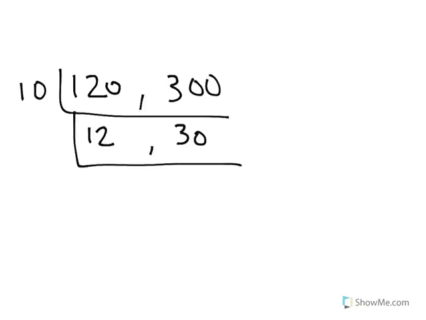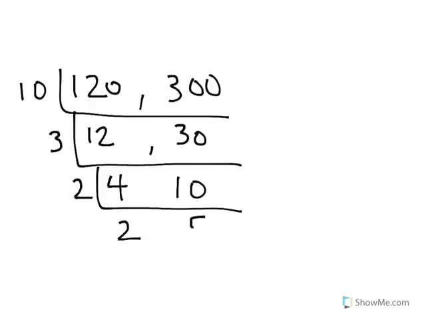So now, am I done? Does anything go into 12 and 30? Yeah, it does, actually. 3 goes into both those. So it's going to be 3 times 4 equals 12, and 3 times 10 equals 30. And so now I look again. Is there anything that goes into both those? Yes, because both of them are even. So it's going to be 2 into both those. So 2 times 2 is 4, and 2 times 5 is going to be 10.